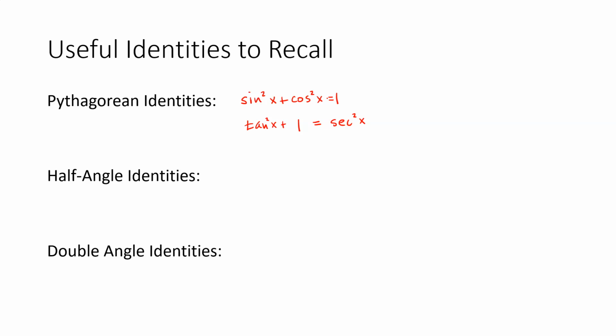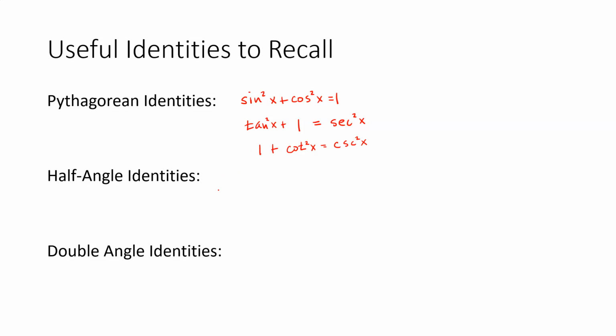Similarly, I could divide each of these terms by sine squared and we would get the other one. So sine squared over sine squared is 1. Cosine squared over sine squared is cotangent squared. And then 1 over sine squared is cosecant squared. So those are the Pythagorean identities. We'll see those are useful, for instance, if I need to write tan squared in terms of secant squared or vice versa.